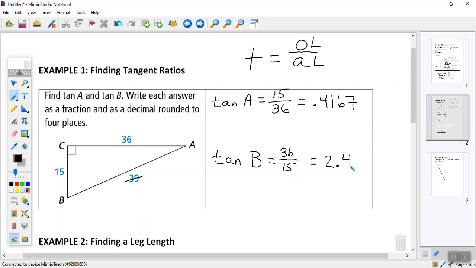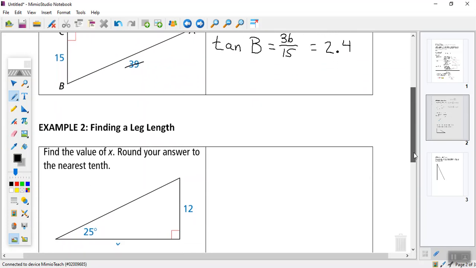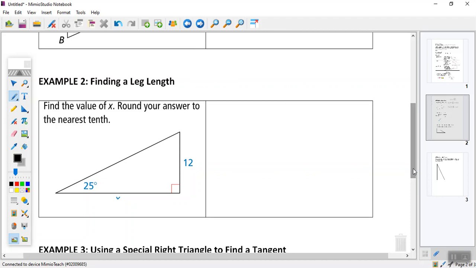All right, example 2. Put a star by this right now. This is one that I'm concerned about. Holy moly. What's the tangent key on the calculator? I'm going to tell you real quickly. Okay.